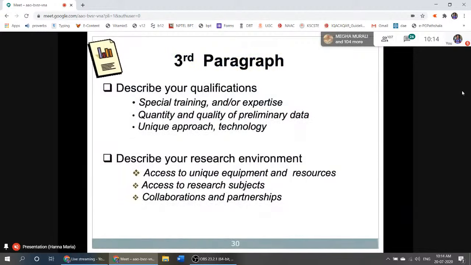What is the third paragraph in the introduction? Describe your qualification. The training, you say that, I have the required training, etc. Describe your research environment. You say that these are the resources we have. I have access to many other research projects. I have access to many collaborators. I interact with many, many people across the block. So indicate all this very briefly.